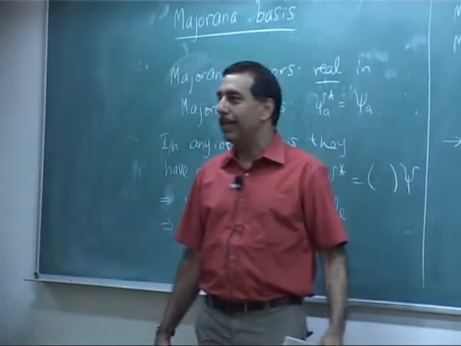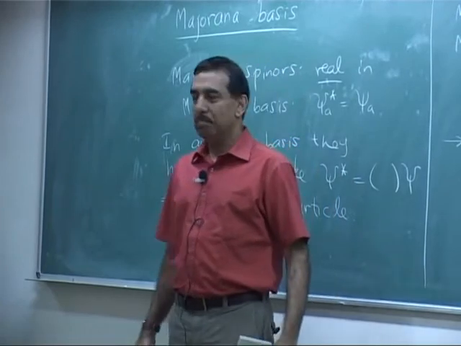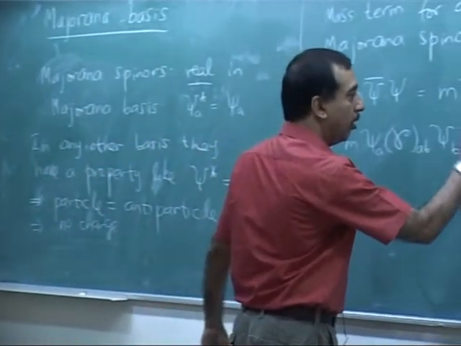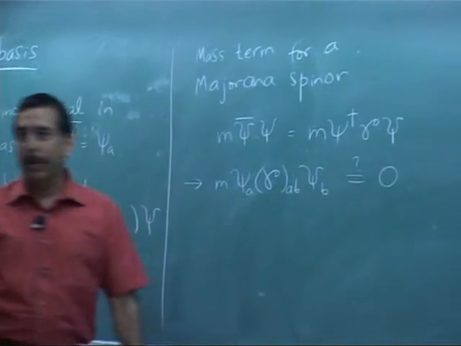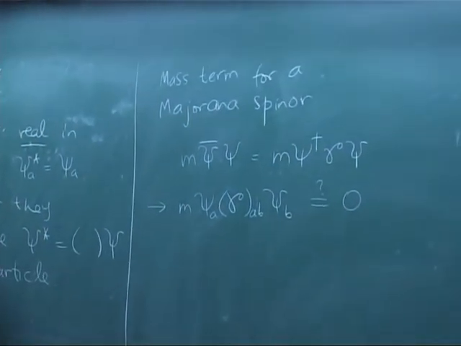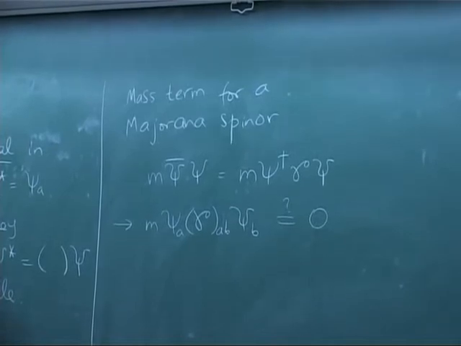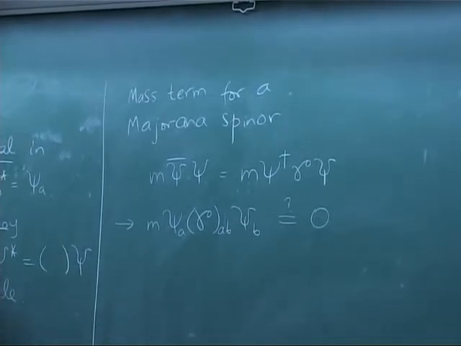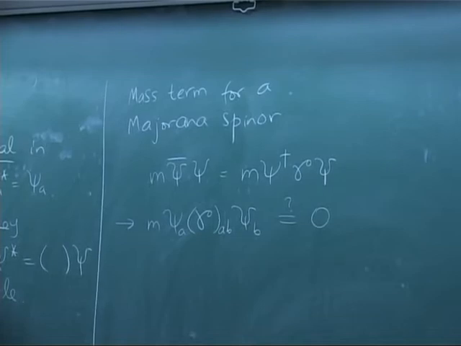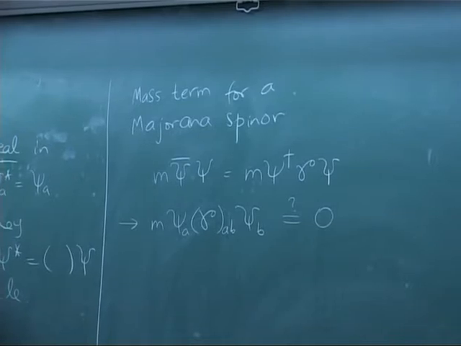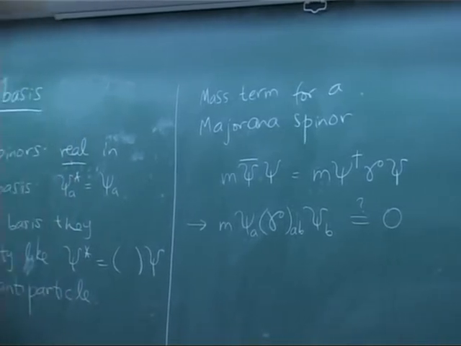So what does this tell us? That's very puzzling. It looks very puzzling, right? Since gamma 0 is antisymmetric, it seems to say that there is no mass term for a Majorana particle. But that's not a correct conclusion. That's why I put a question mark. Okay, you may say we can live without a mass term. Maybe there's some physics saying that there are no masses for such particles.